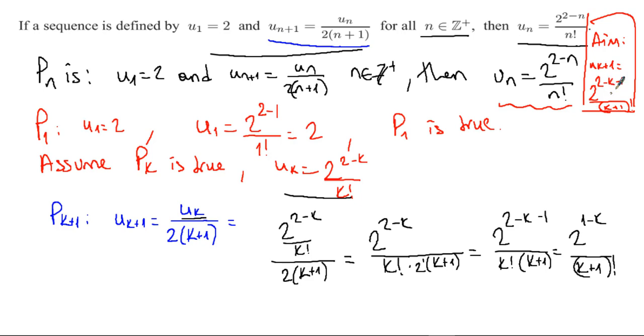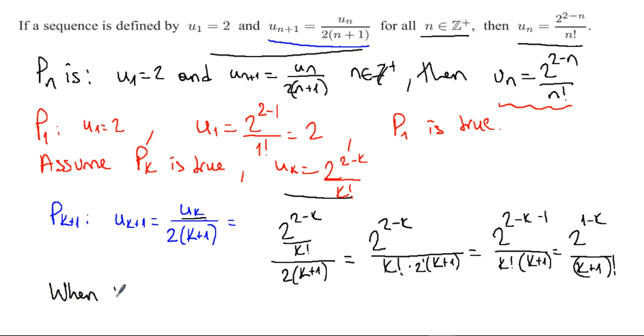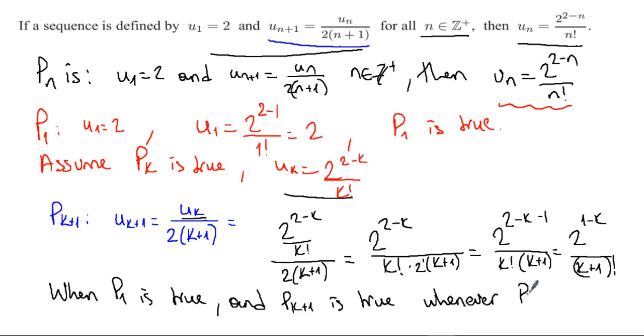As you can see, I came to my aim. I was looking for this part so I could show it. Why is it always good to write it? Because sometimes it's not easy to see the simplified form, so writing it you know where to go. If you go correctly, then it means that you found the correct statement. So from here you say that when P1 is true, again at the end you need to say true, and P(k+1) is true whenever P(k) is true.